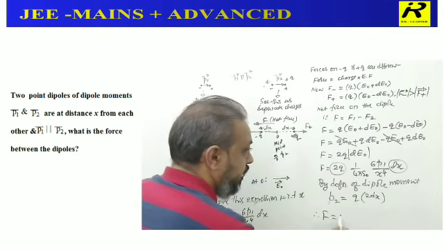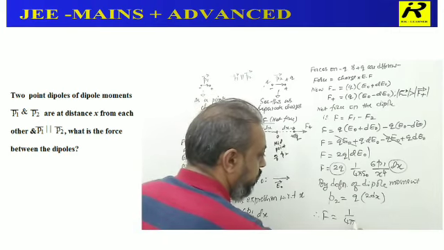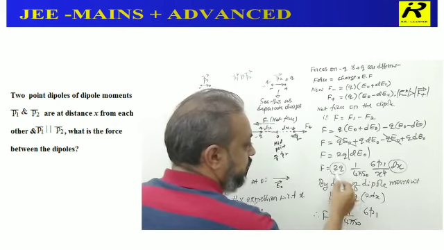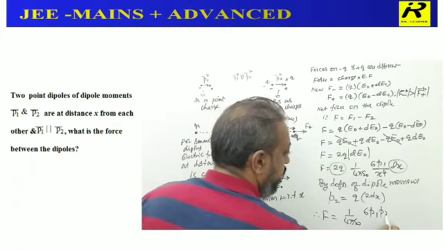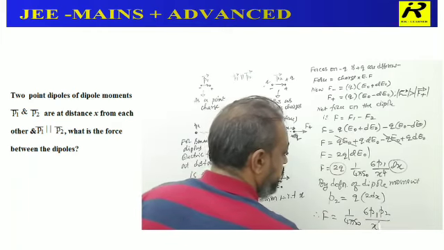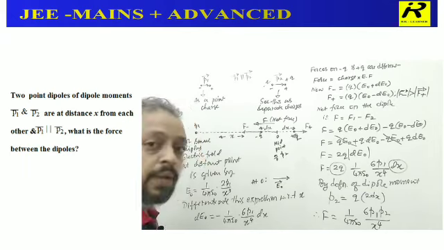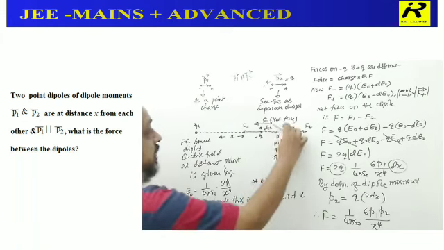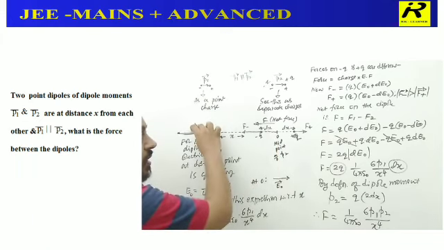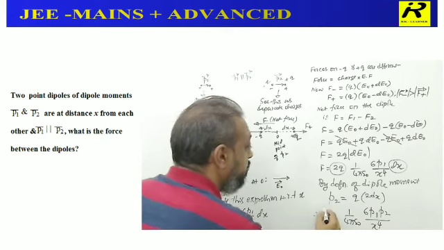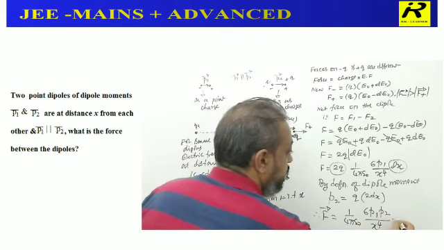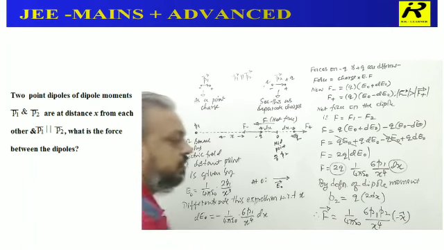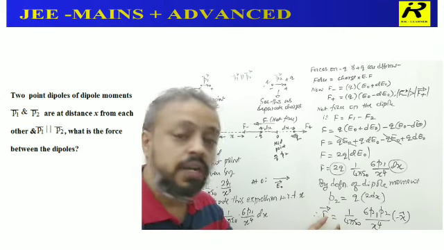Then what I can write for F is 1 by 4 pi epsilon O, 6 P1 dx into 2q, which is P2, and the whole divided by x to the power 4. This is the magnitude of this force, and this net force is acting in this direction, in the reverse direction. So, for that I can simply say this is F into minus x cap, which gives the direction. So, this is the completion, this is our final answer.